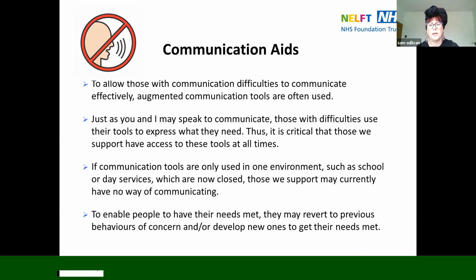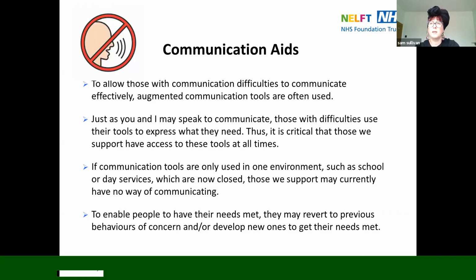Something that we're hearing a lot at the moment is that things are in place in other environments which our service users currently aren't in. So maybe they use augmentative communication in school or day services, but now that they're closed, they're not in an environment where they can have this effective communication. Due to this, you might see a resurgence of behaviours of concern, or they may start to develop new ones to get their needs met in an environment where they don't have this effective communication.